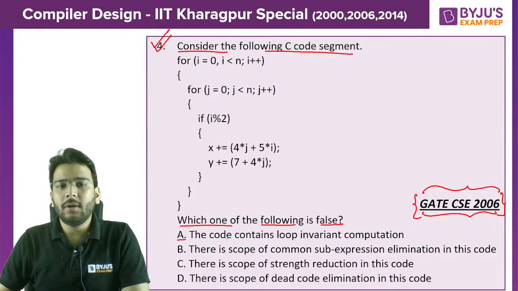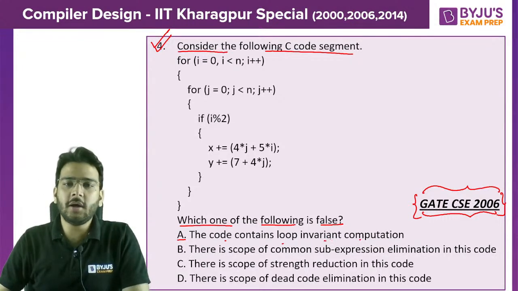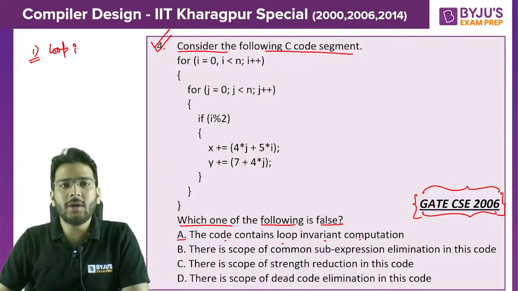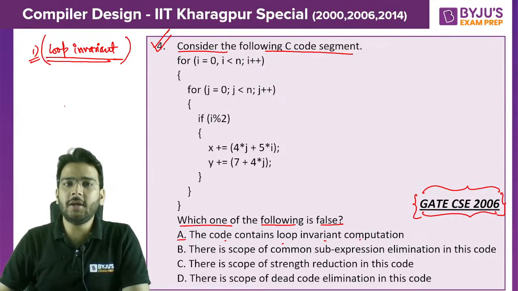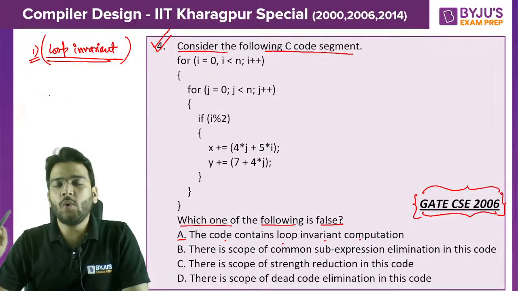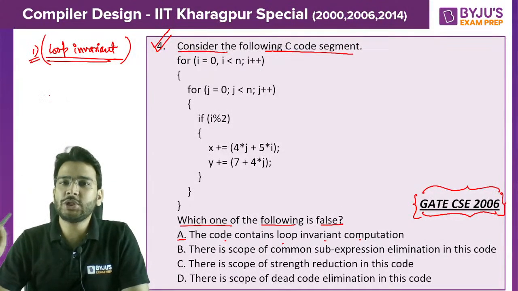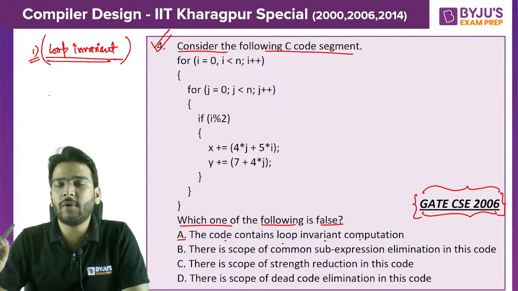Option by option. The code contains loop invariant computation. Now this is the first term, loop invariant. What is the meaning of loop invariant? First we should understand this. So we can say any code which is not going to change even once in the loop is your loop invariant code. Are you getting this point? Loop invariant code means the code which is not going to change even once in the loop. That is your loop invariant code.